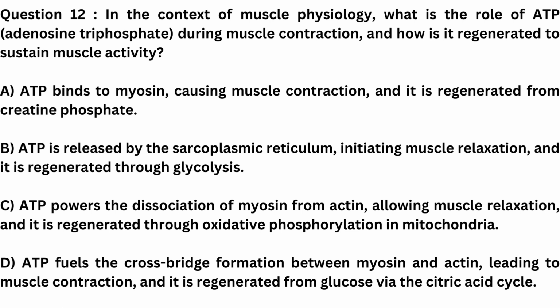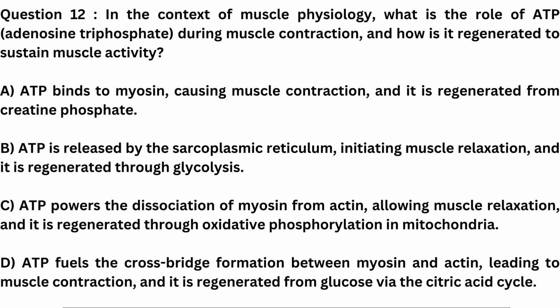Question 12. In the context of muscle physiology, what is the role of ATP, adenosine triphosphate, during muscle contraction, and how is it regenerated to sustain muscle activity? A. ATP binds to myosin, causing muscle contraction, and it is regenerated from creatine phosphate. B. ATP is released by the sarcoplasmic reticulum, initiating muscle relaxation, and it is regenerated through glycolysis.